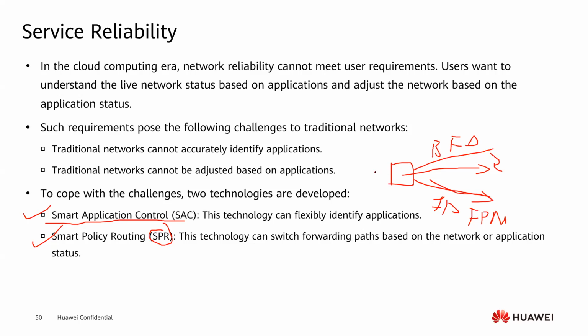Since I know what your traffic is, for example Twitter, and Twitter has its own requirements for the network, then based on the IP FPM detection result, or maybe the NQA or BFD detection result, the device will say, okay, maybe this link can meet the Twitter traffic requirement, so it will send the traffic out from this link.